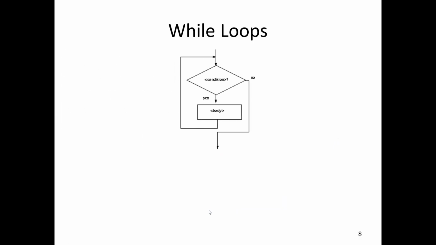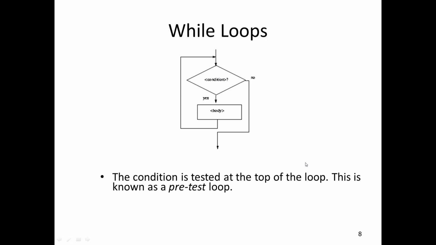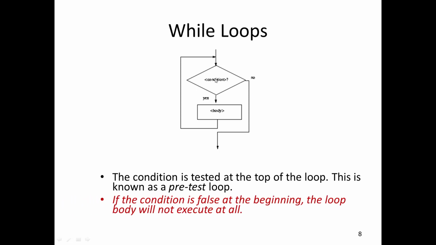Here's a flowchart depiction of a while loop. Notice we test right at the start. If the condition is true, execute the body. If it's not, exit. And we continue looping until the condition is false. The condition is tested at the top. This is known as a pretest loop. If the condition is false at the beginning, the loop body will not execute at all. So be careful with the values that you use to test the condition.